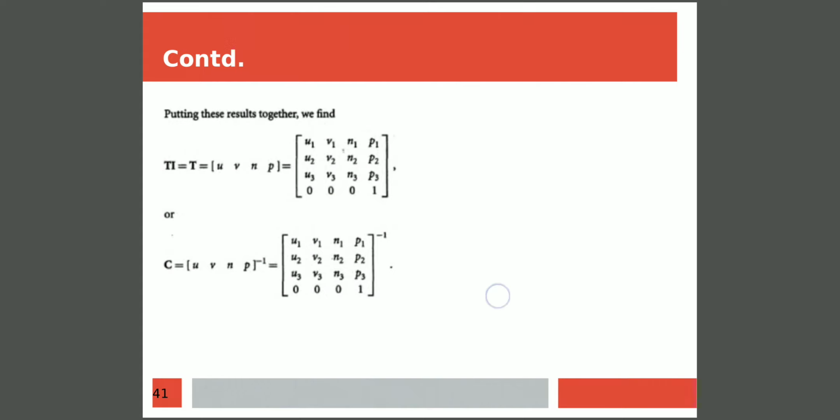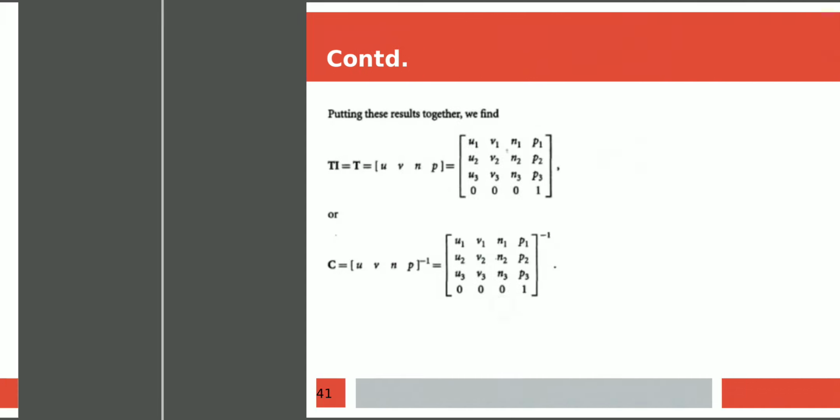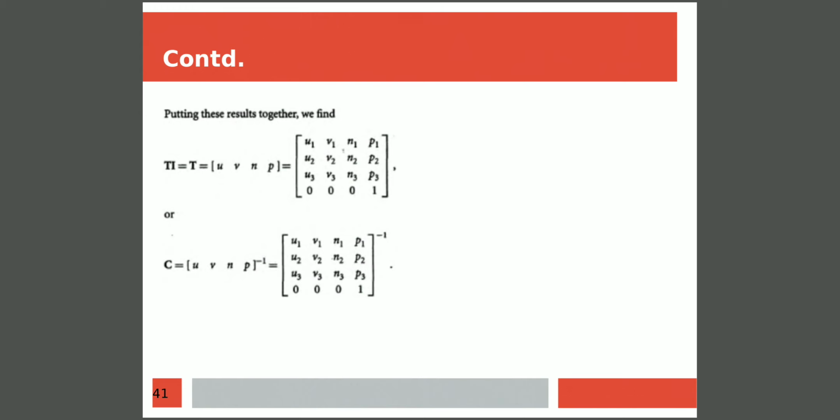Then in the previous slide we have written T equal to C inverse. Then what is C? C is nothing but T inverse. So C can be calculated as the inverse of T, that is u, v, n, p inverse. For the matrix T, we need to calculate the inverse, and then we are going to get the specific values for C. This is nothing but the calculation of specific values for a matrix C to change from one coordinate system to another.